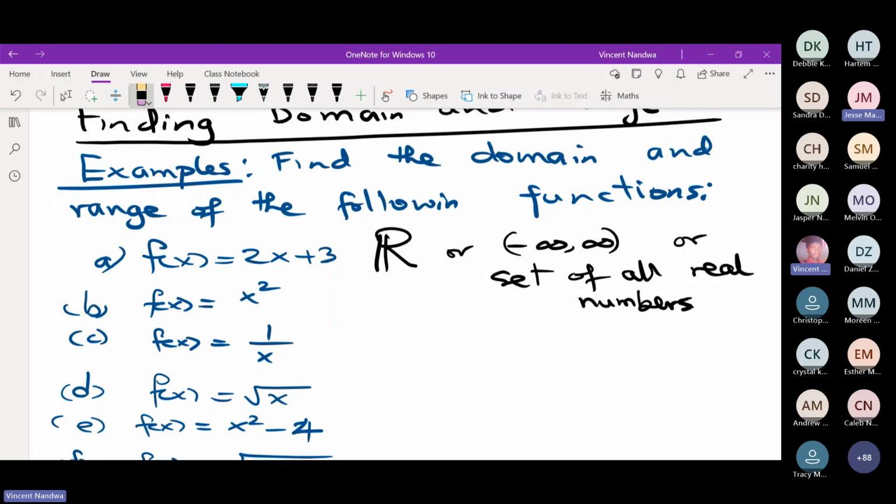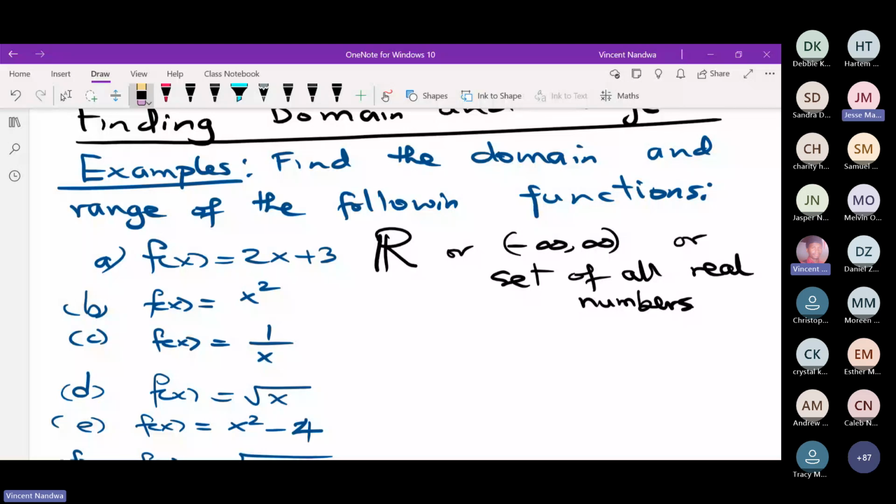f of x equals x squared. So what possible inputs for x will produce other numbers? Or in simple terms, which values of x, when you replace here and use your calculator, do not give you a math error? The things which will not give you a math error when you compute are numbers which form part of the domain.